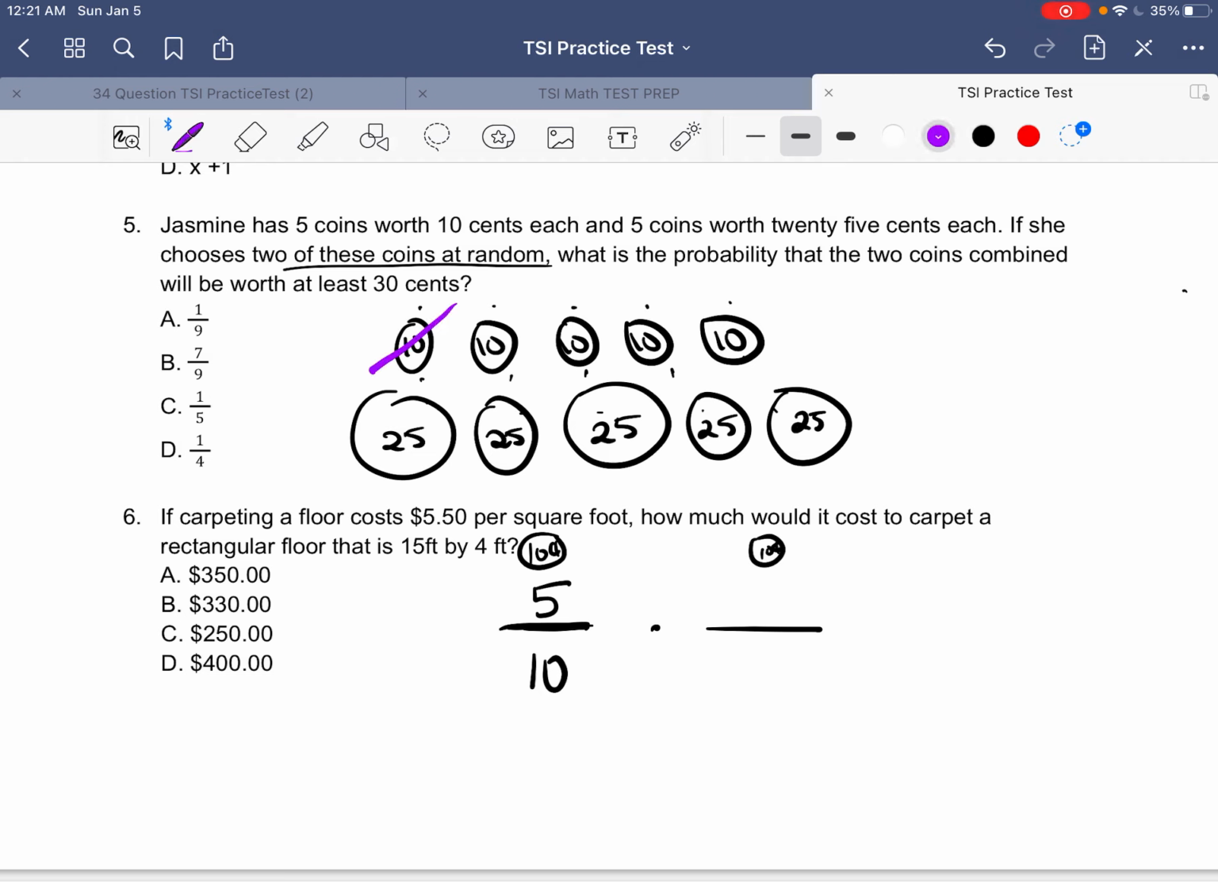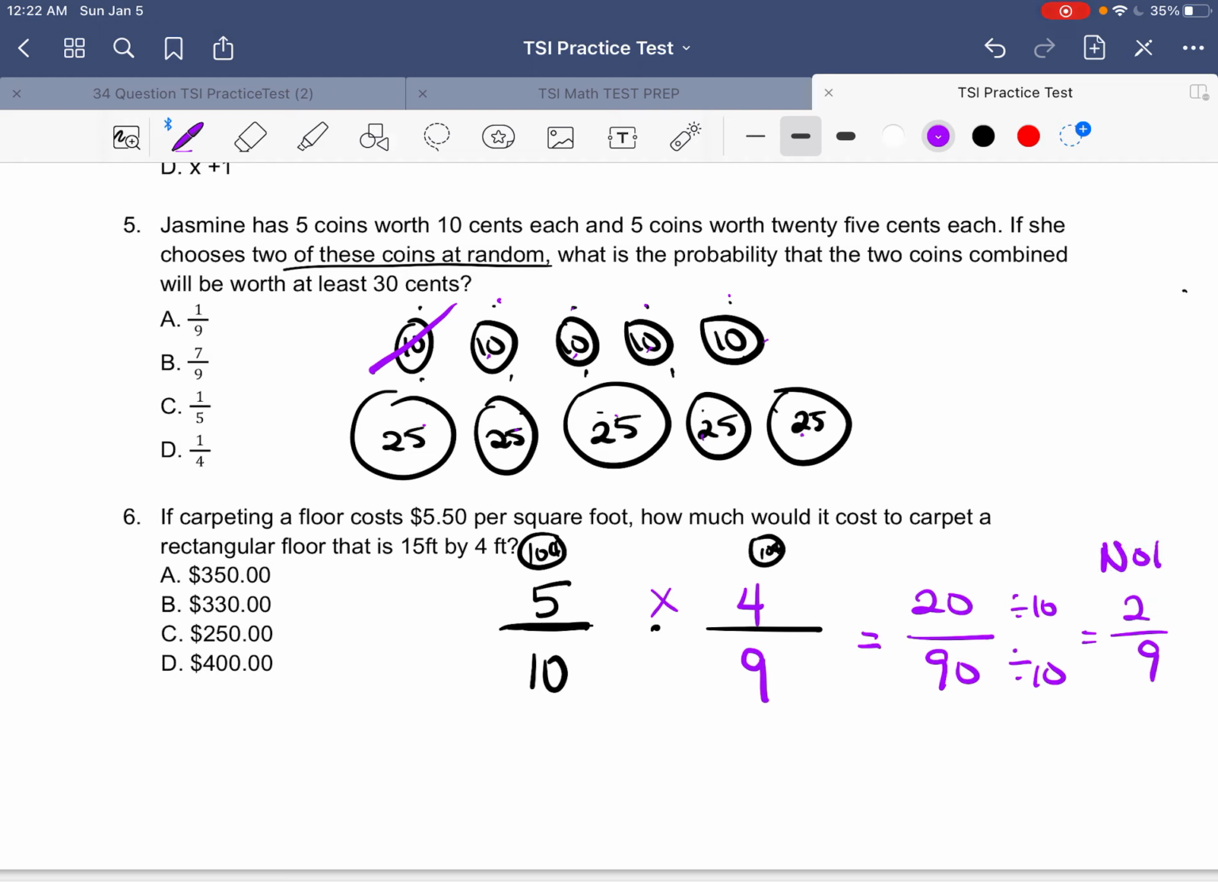Then after she picks a dime, now there's 1 less dime in the bag. So you cross it off and she's holding it in her hand. Now what is the total amount of coins in the bag? 1, 2, 3, 4, 5, 6, 7, 8, 9. So the new denominator is now 9. And for the second draw, how many chances does she have of picking a dime? 1, 2, 3, 4. So the numerator is going to be 4. Let's multiply this out. 5 times 4 is 20. 10 times 9 is 90. We're going to reduce that by 10, and it's going to be 2 over 9.